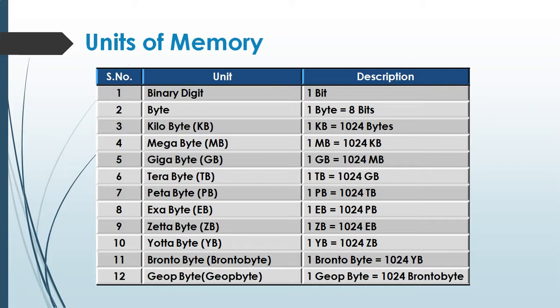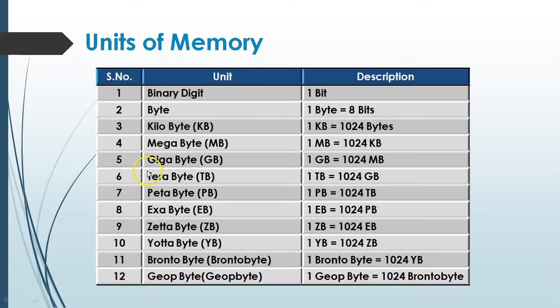Like 2 raised to the power 3 is 8, 2 raised to the power 4 is 16, 2 raised to the power 5 is 32. You have seen memory cards of 32 GB, 64 GB, then 128, 256. All the denominations of these units are actually powers of 2. Similarly, 2 raised to the power 10, which is 1024, is actually 1 kilo.